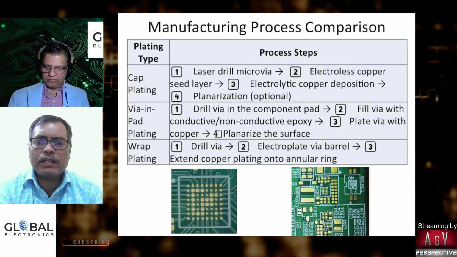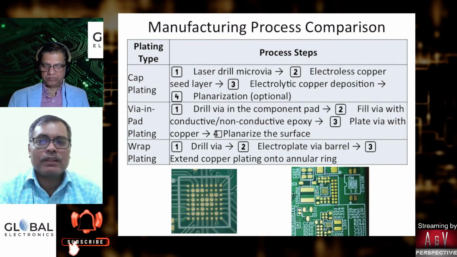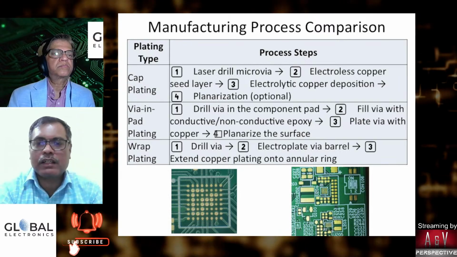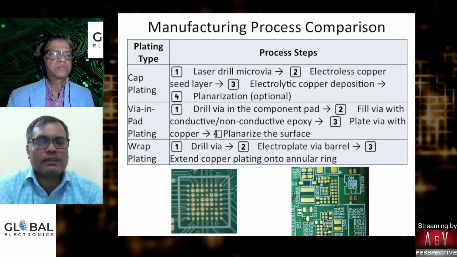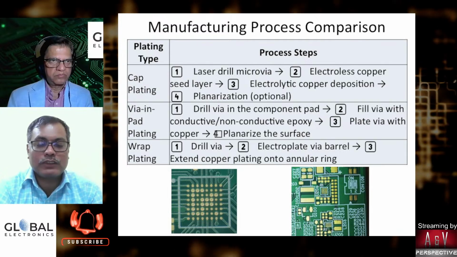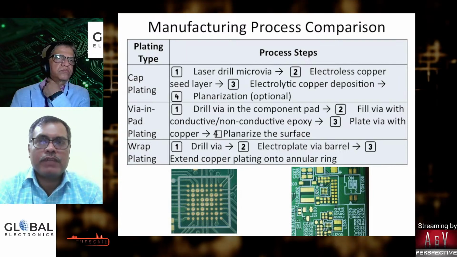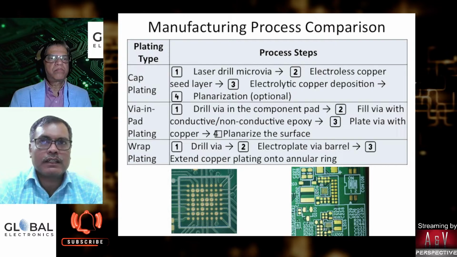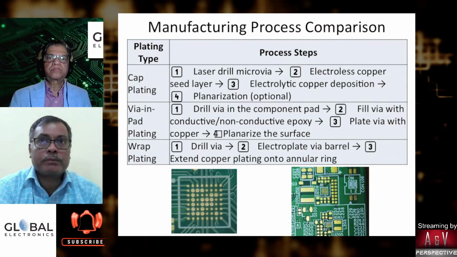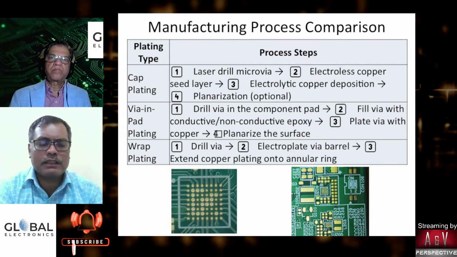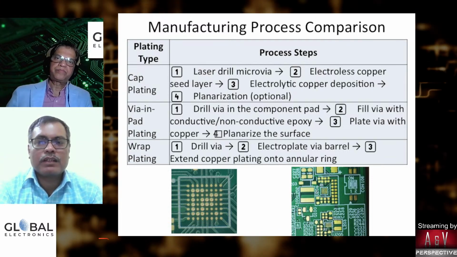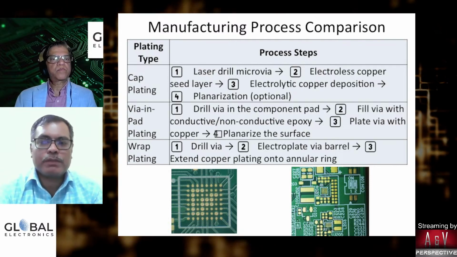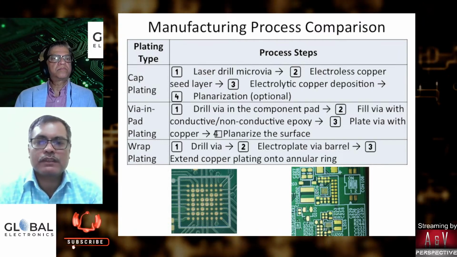For via in pad, first we have to drill on the component pad itself. So this is one more problem. Then fill the via with conductive or non-conductive epoxy, because the component itself is going to mount on that pad, and it should be absolutely flat. If any variation is there on the pad, your component will not sit on the pad. That is very challenging. And once the component is assembled, if it is a BTC component, BTC meaning bottom termination component, it has to be inspected in X-ray only. You cannot see it with the naked eye. So during X-ray inspection, we face a lot of difficulties because of this via in pad plating. Then plate the via with copper, then planarize the surface. So this is the process in via in pad.